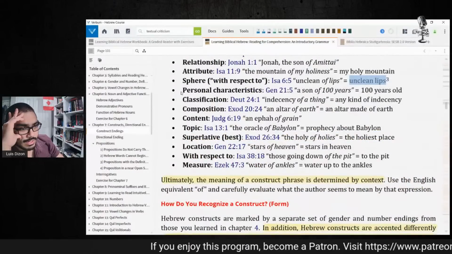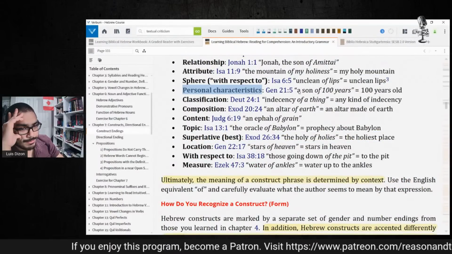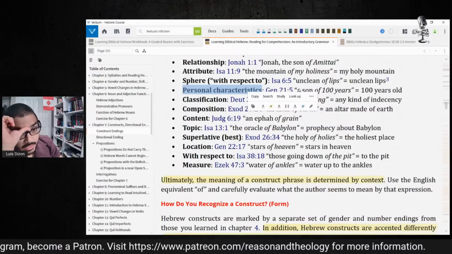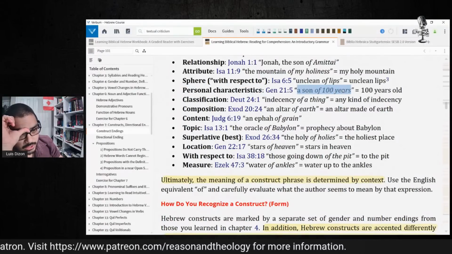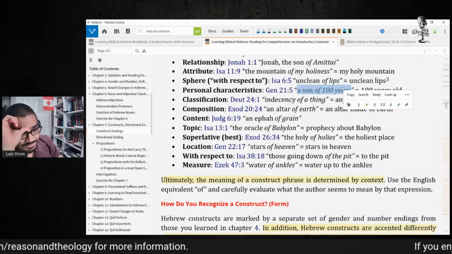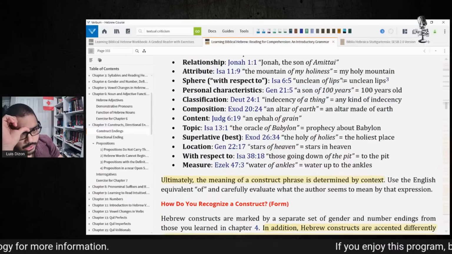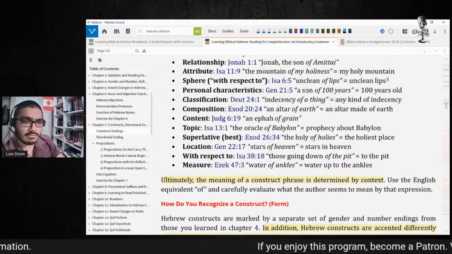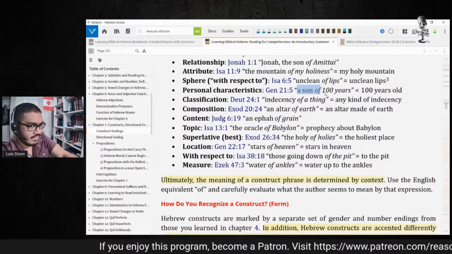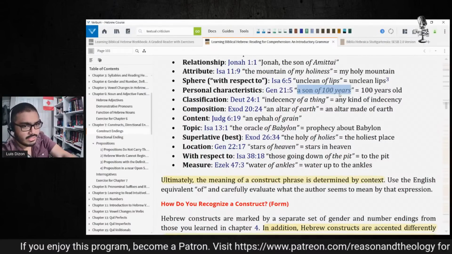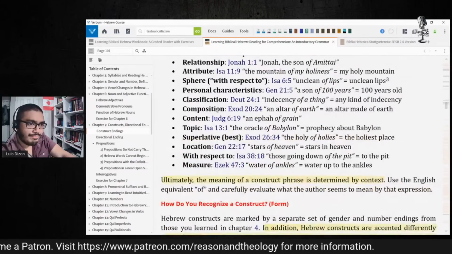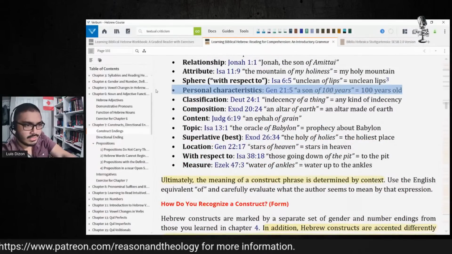And then we've got personal characteristics. So one of the common ways that you'll see a construct used is to denote age. So in Hebrew, when you see the phrase a son of and then a number of years, that means he is that many years old. So a son of 100 years means 100 years old. There's many examples of this one.